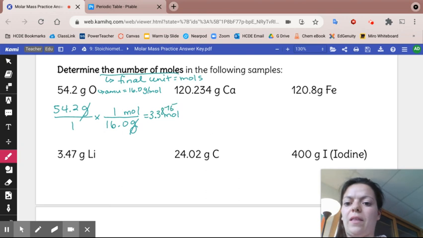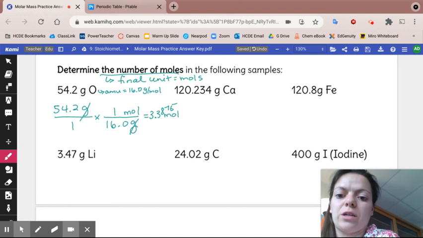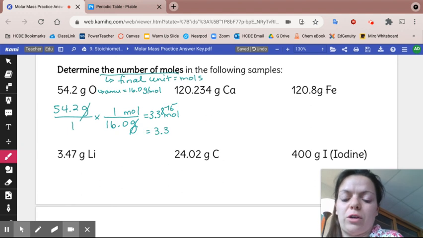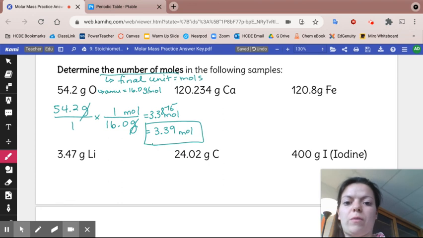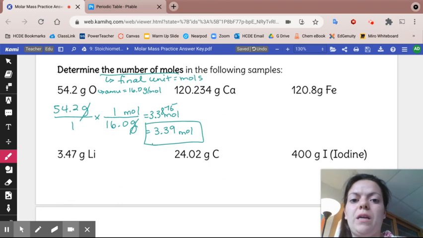3.3875 moles. And then I'm going to look at my significant figures, which we have 3 in both of these cases. So we want to round our final answer to the appropriate number of significant figures, which in this case is 3 significant figures. So I'm going to do 3.39 moles, rounding up to having 3 significant figures for my answer. Okay. Follow the same steps to do the rest of the problems. Pause the video and come back when you're finished.